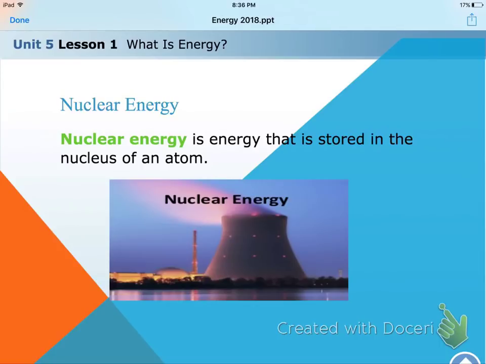Nuclear energy is an energy that is stored up inside the nucleus of an atom. This is going to be like your major nuclear power plants like you see here, or also a bomb could be an example of nuclear energy. Either of those would work.